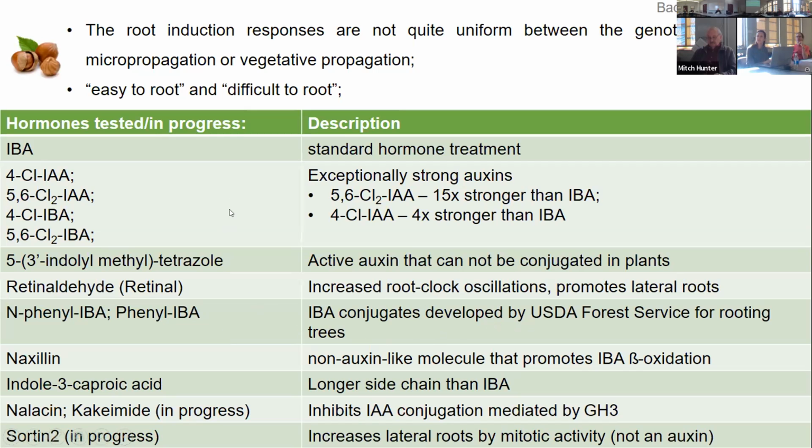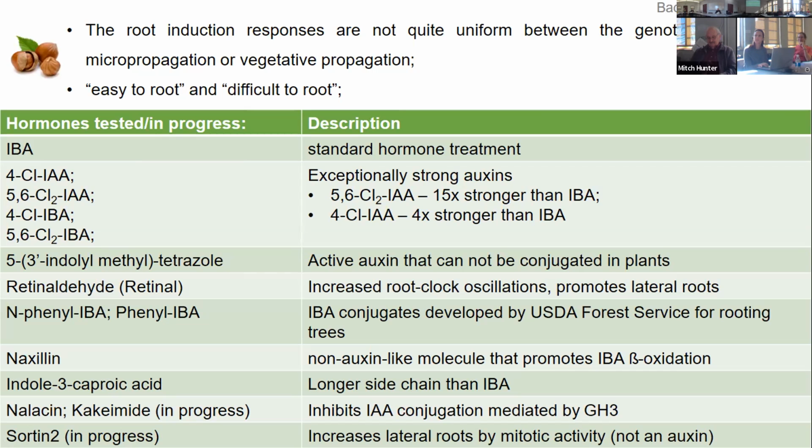So for all of these compounds tested, we had some success, but compared with IBA, we still need to adjust, to optimize some rates, some concentrations. Unfortunately, sometimes we don't have enough material. Sometimes we have the compound, but the plants enter dormancy. We need to wait a little bit to get more material. And also there is a lack of people to help us in the lab.